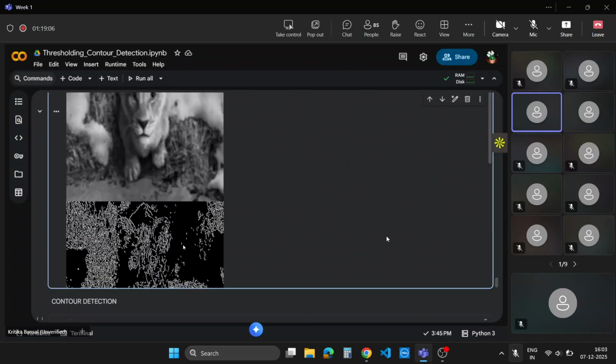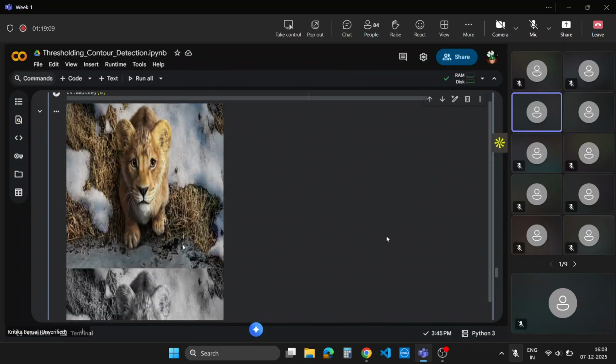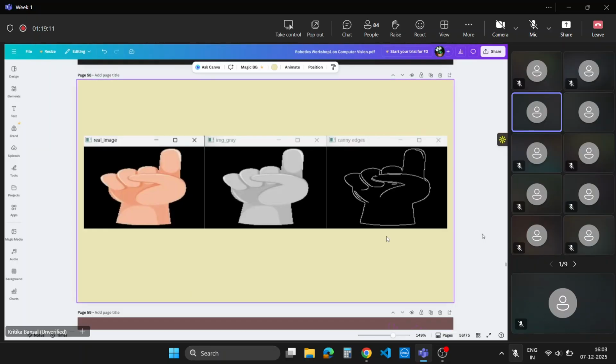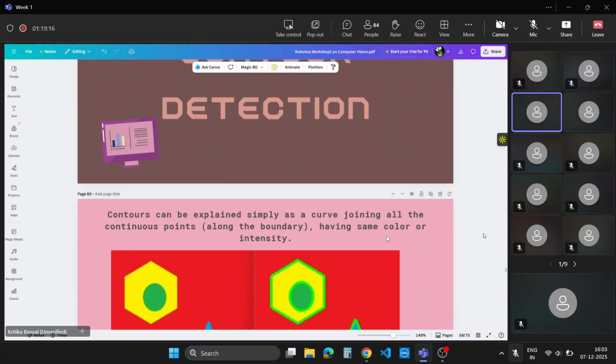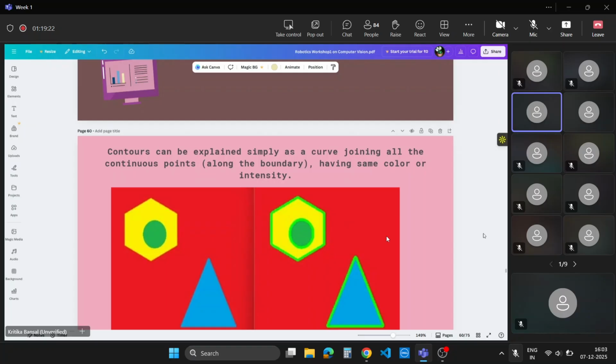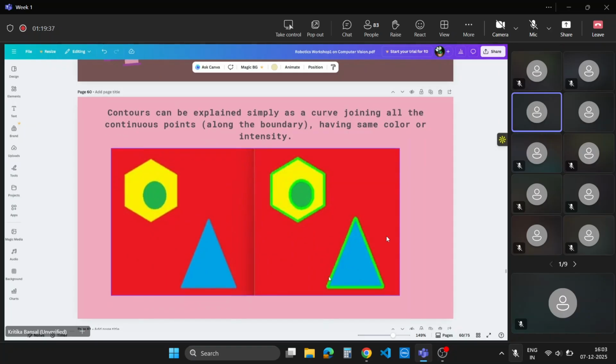So this was edge detection. Okay, now contour detection. Contours are a bit different from edges. Basically, a contour is also a type of edge, you can say. When that edge is continuous and encloses a particular region of the same intensity or color, then that will be defined as a contour. So this is a particular kind of edge.